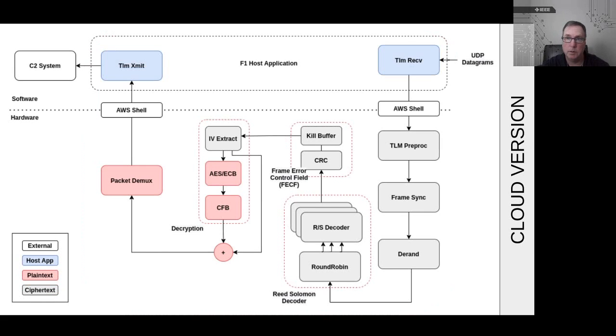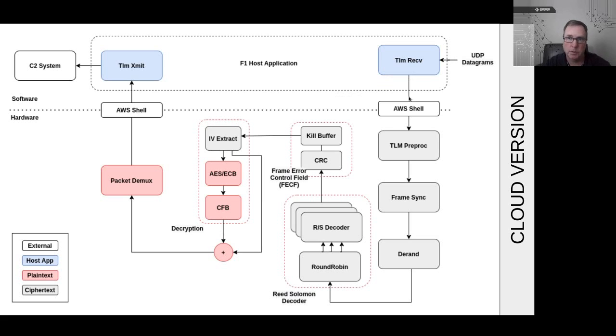The cloud version is hosted on the Amazon F1 environment. In this configuration, it's very similar to the on-premises version, except it does maintain a small layer of software, which is used to receive UDP datagrams. The host application is necessary because we aren't able to completely shut down the software environment, otherwise the instance would be reclaimed.